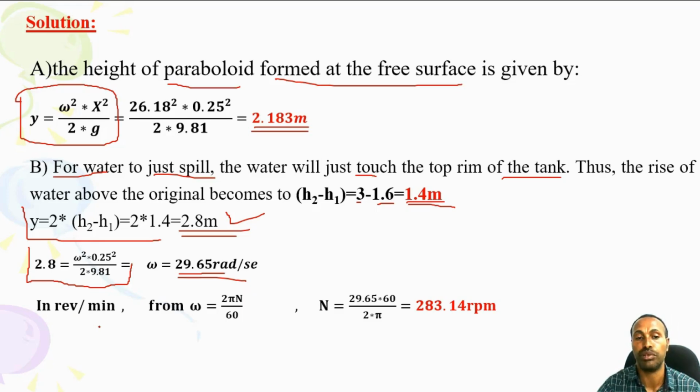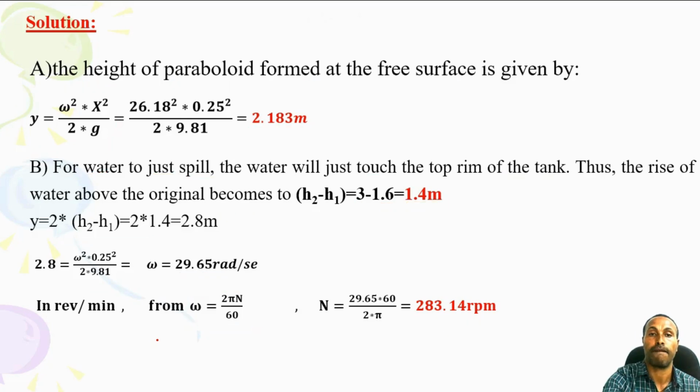So in revolution per minute, you can convert again. Omega is given by 2 pi n over 60. So n will be computed in revolution per minute. So you have this revolution per minute. This is just conversion of revolution per minute using this equation. This is a general equation, how to convert revolution per minute into rad per second.